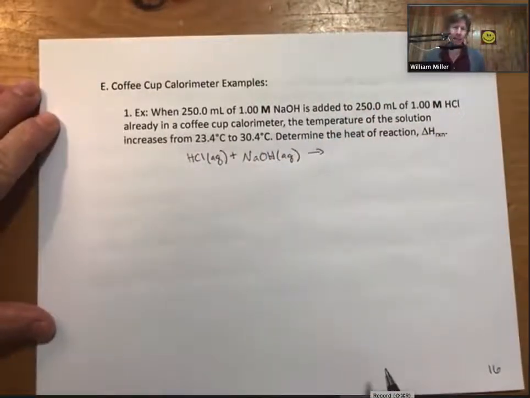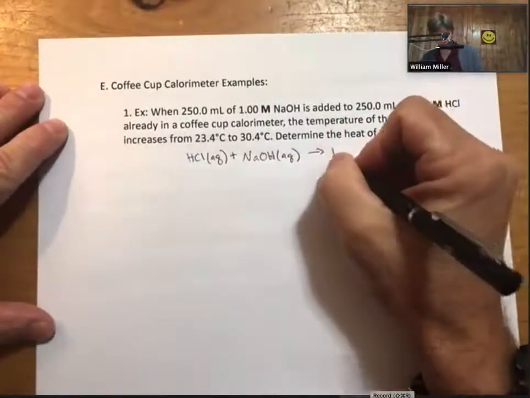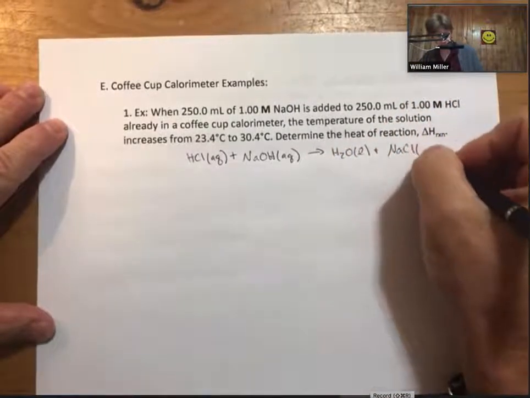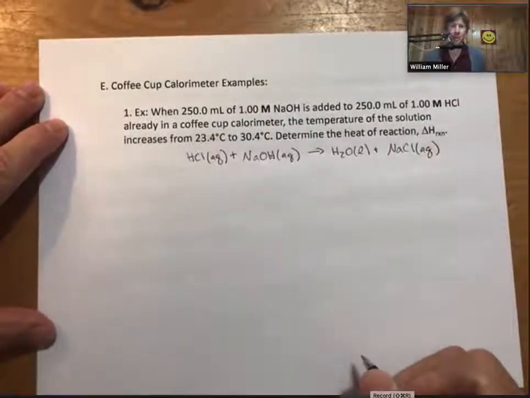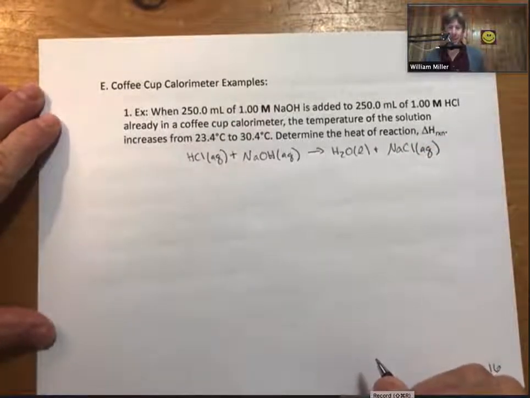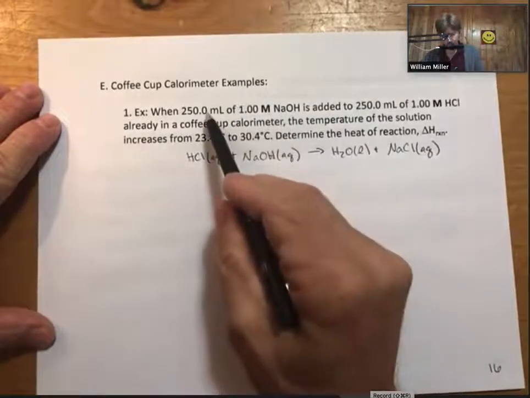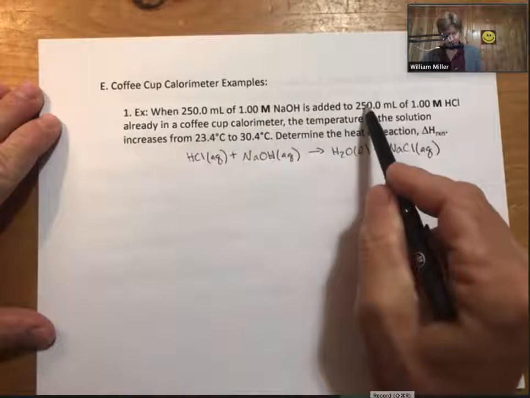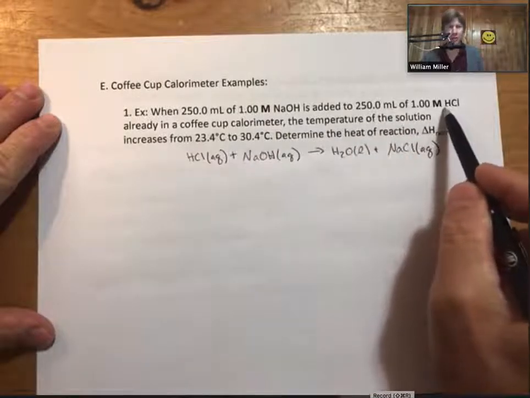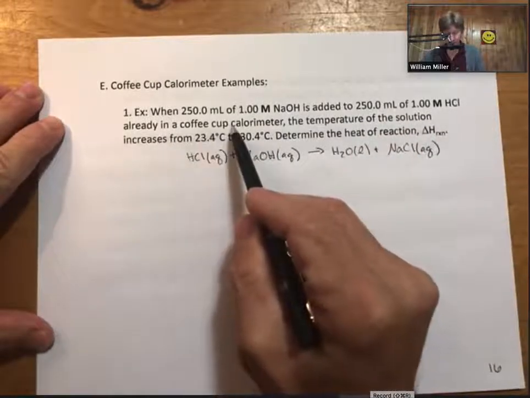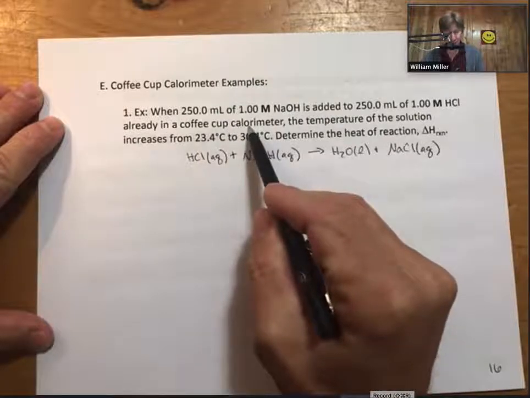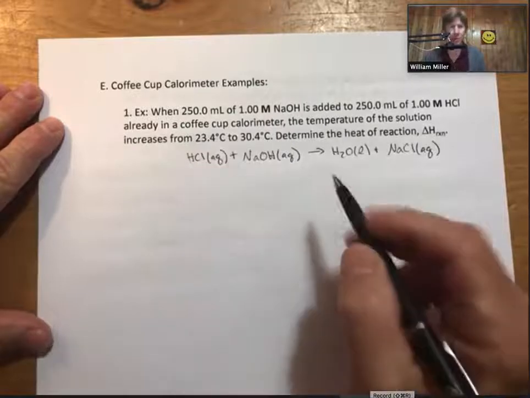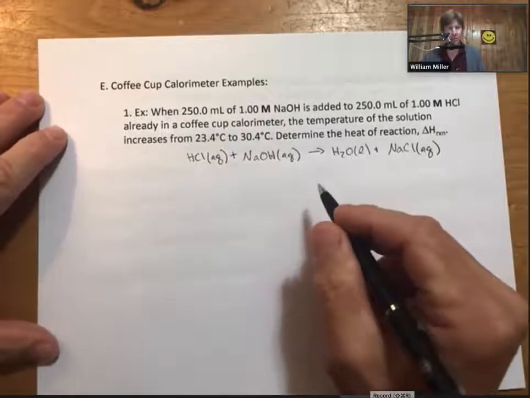It's going to be hydrochloric acid plus sodium hydroxide reacts to produce water and sodium chloride. Now, we have volume and molarity of sodium hydroxide, and the same information for hydrochloric acid. We mix them together in a coffee cup calorimeter, and we find the temperature of the solution increases from 23.4 to 30.4 degrees. Determine the heat of reaction.